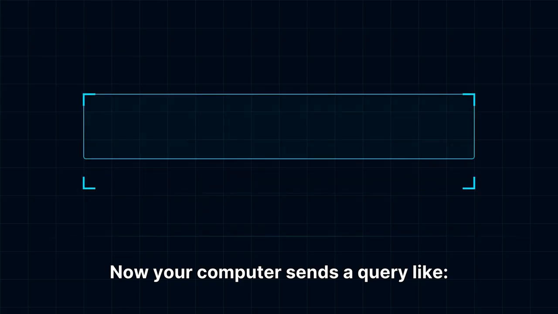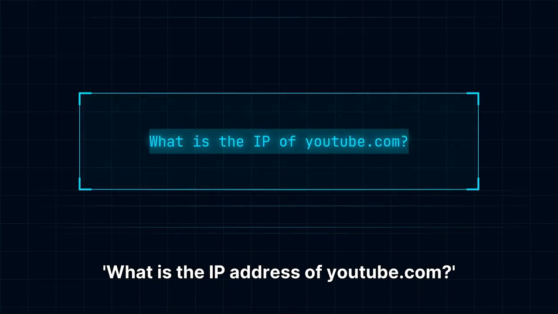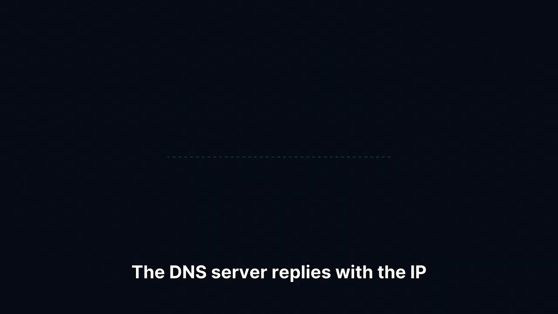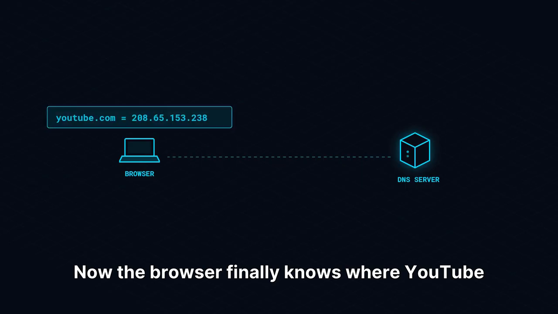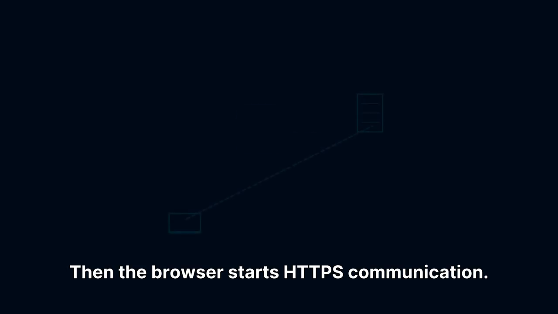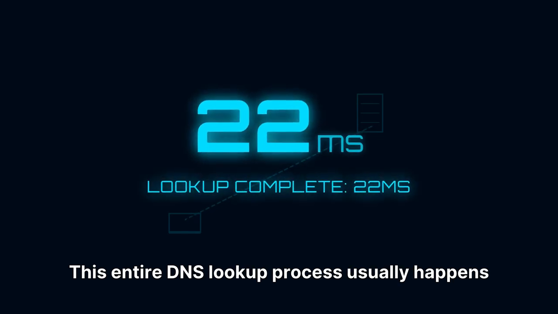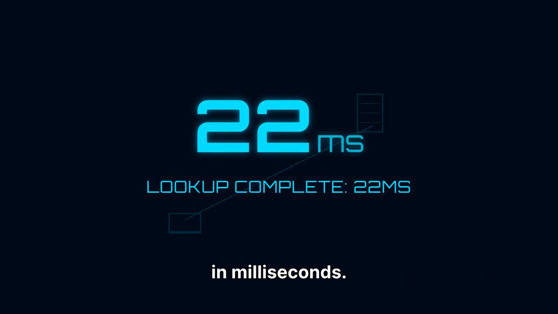Now your computer sends a query like, "What is the IP address of youtube.com?" The DNS server replies with the IP address. Now the browser finally knows where YouTube exists. Then the browser starts HTTPS communication. This entire DNS lookup process usually happens in milliseconds.